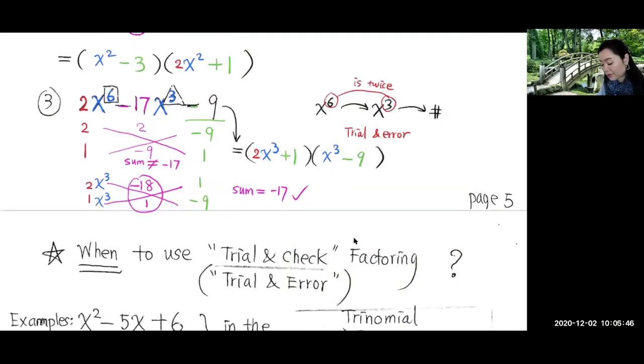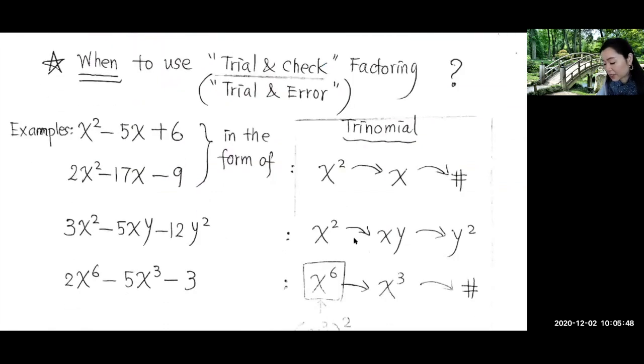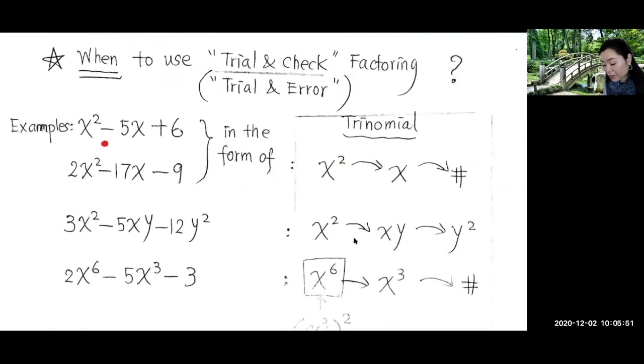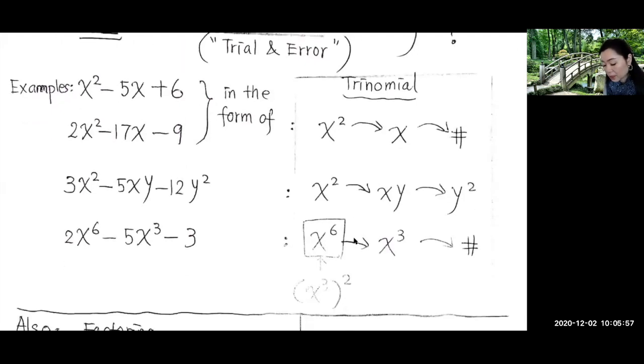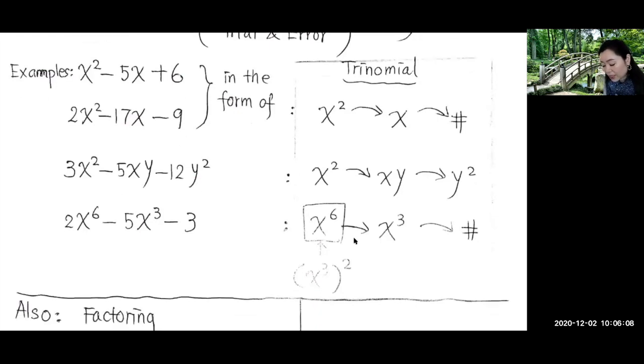When do we use try and error factoring? Okay, so I summarize over here. When you have this kind of trinomial, in this form: x squared times a number, or x squared, xy and y squared, or when this exponent here is twice this exponent, and the last one here is a number. Then you can try to think about using try and error factoring like this. So all those forms you can try to think about try and error factoring.